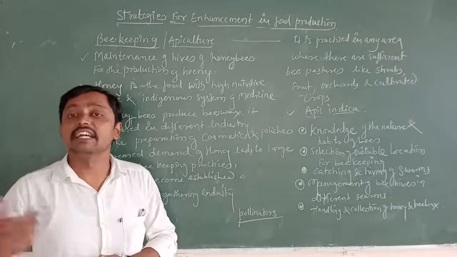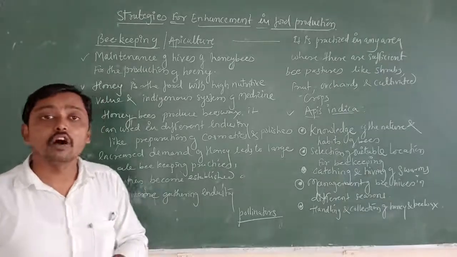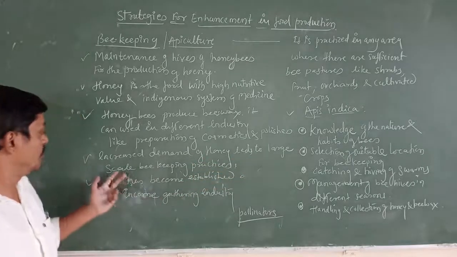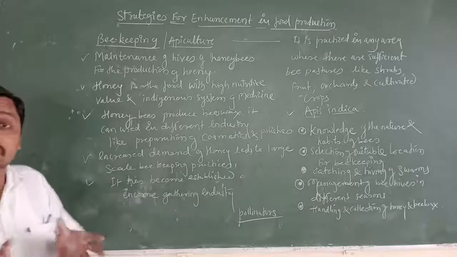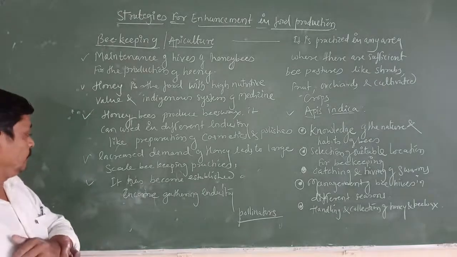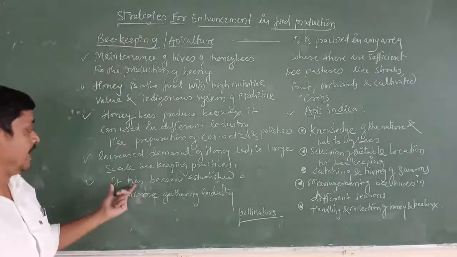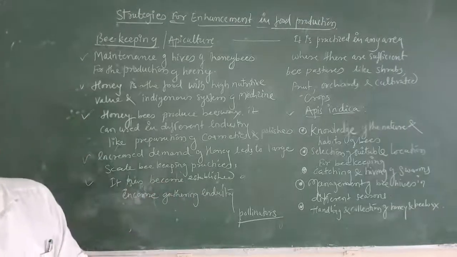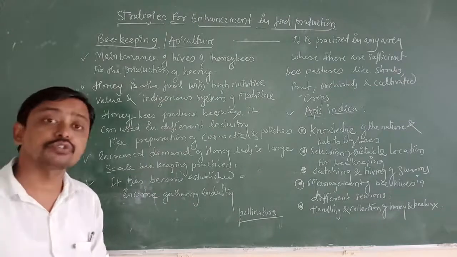And nowadays, with the increased population, there is increased demand for honey, that leads to large scale beekeeping practice rather than cottage industry production. Understood? Now it has become established. Nowadays beekeeping or apiculture has become established as an income generating industry. In the sense, people are practicing beekeeping or apiculture as a source of income.